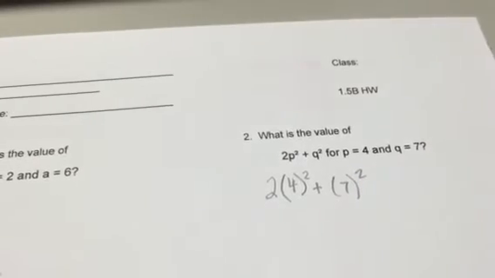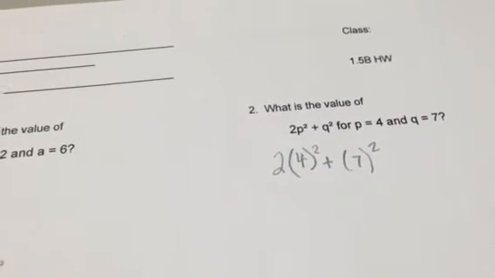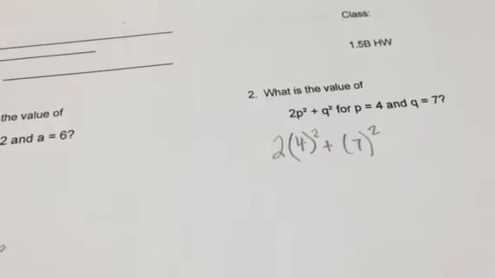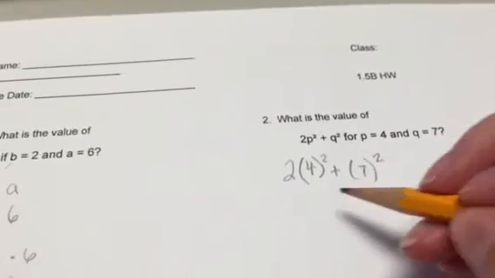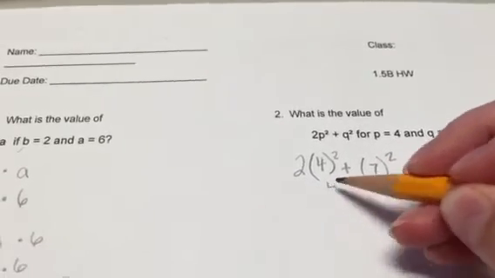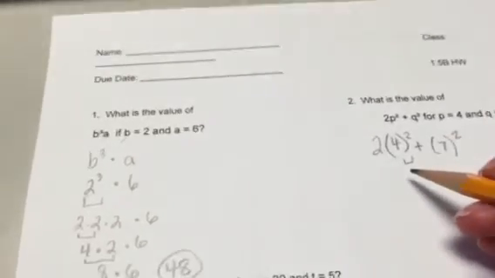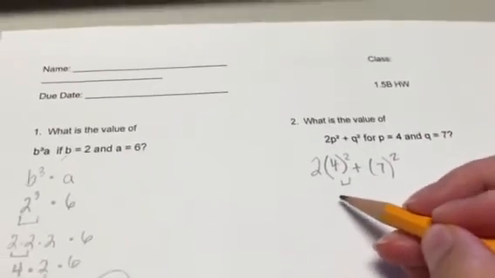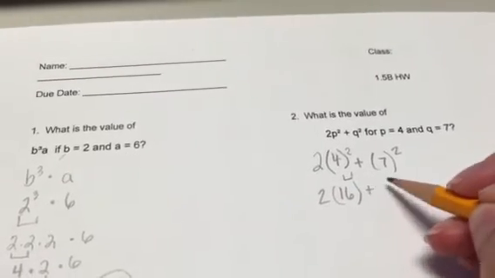And that's squared. All right, order of operations says parentheses. There's no operations inside those. So next is exponents from left to right. So I'm going to go to 4 squared, which means 4 times 4, which is 16 times 2.